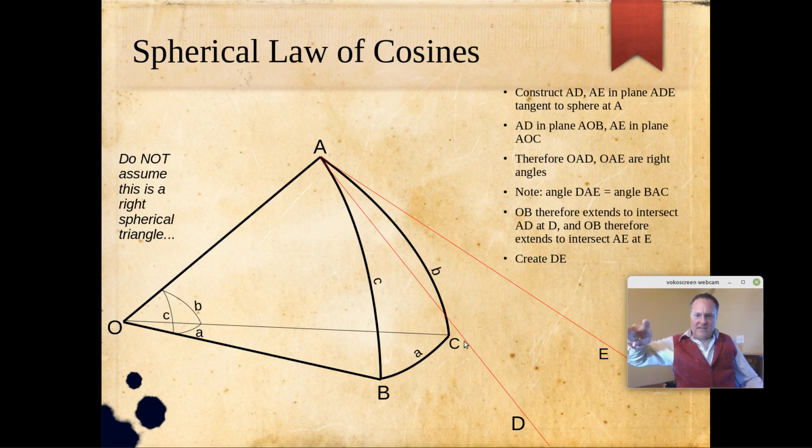One angle is in a plane and the other is on the surface of the sphere, but they start at the same point and they just diverge in curvature over time, but they start with the same angle. Okay. OB, this here, may be made to extend and intersect AD at D, like this. And the same for OC.